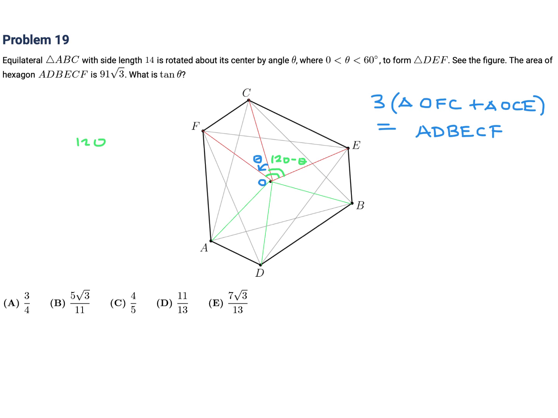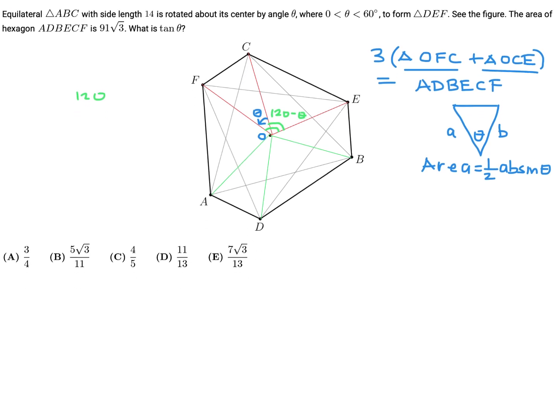Okay, then next, what's the next step? I think at this point, we're going to need to use some algebra. And there's a formula you guys may remember that if you have a triangle, and this is an angle, and we have sides A, B, and C, the area of that triangle can be calculated with trigonometry as 1/2 AB sine theta. So that's the formula we're going to use. And we're going to use it on OFC and OCE. So here we go. Let's move this up a bit.